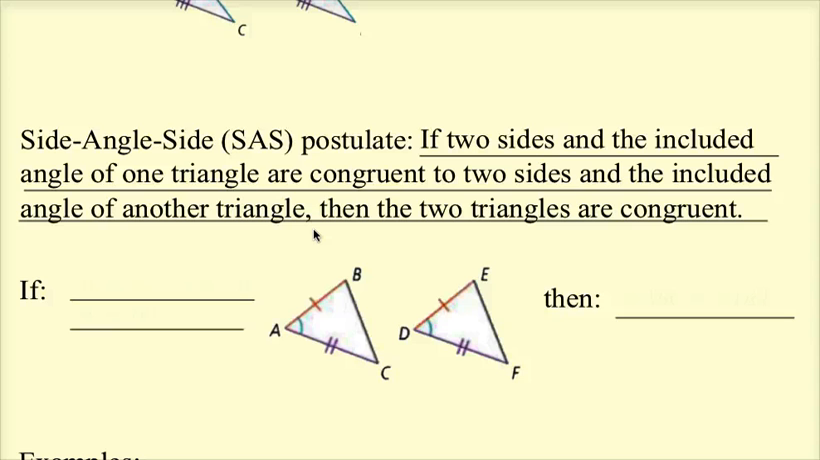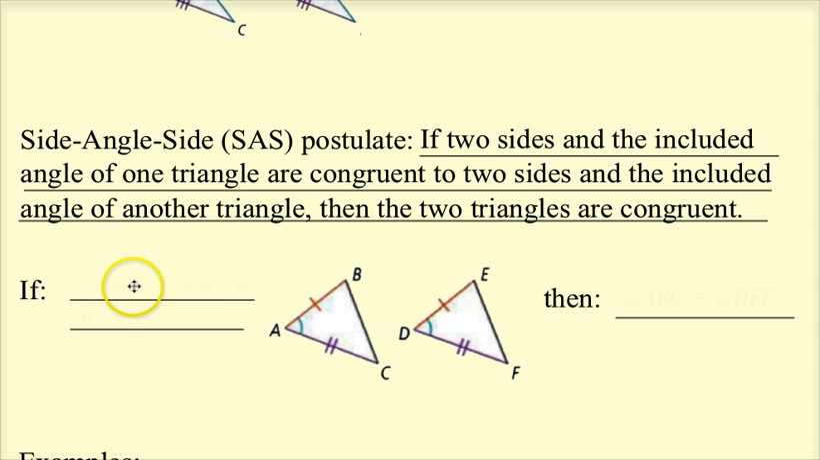I have 2 sides and the included angle of one triangle. So here we have triangle ABC. I have my 2 sides and the included angle. See how it's the angle between the 2 sides. It could be any 2 sides, but the angle has to be between the 2 sides. And if that's congruent to 2 sides, so here we have the 2 corresponding sides and the included angle of another triangle, then those 2 triangles will be congruent.